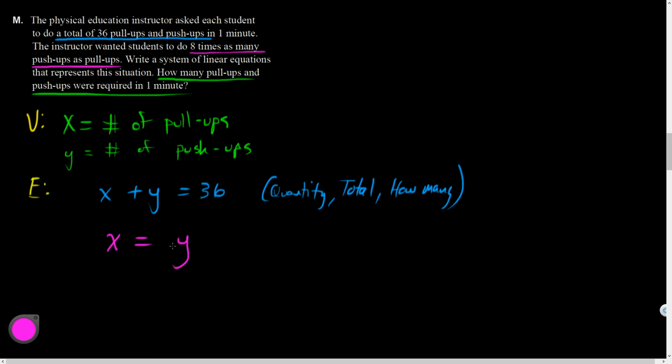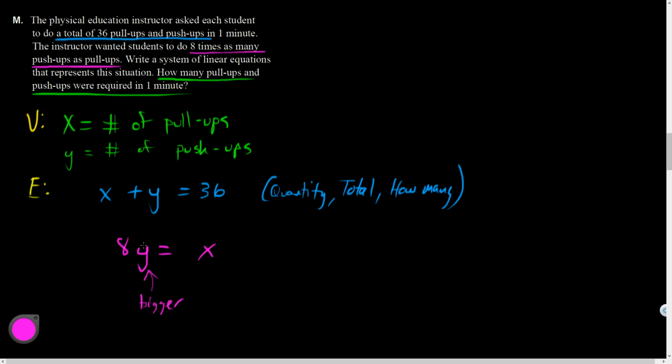which one am I multiplying by 8? Now, it says 8 times as many push-ups, which makes me feel like, oh, wait a minute, push-ups. I could have written it the other way around. So, well, wait, number of push-ups was Y, so Y is going to equal some number of X, but where am I putting the 8? We're getting some disagreement here. Now, let me explain. Which number is going to be bigger? Well, it says that the number of push-ups is going to be 8 times as many as pull-ups. So Y is bigger.